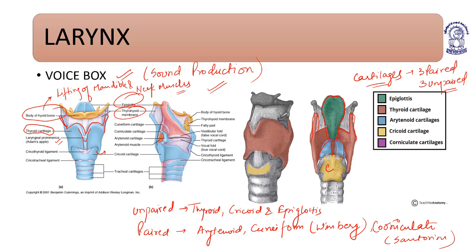Thyroid membrane between thyroid and hyoid bone, cuneiform cartilage, corniculate cartilage, arytenoid muscle, cricoid cartilage, tracheal cartilages. Body of the hyoid bone, thyroid membrane, vestibular fold, false vocal cord, thyroid cartilage, vocal fold, the vocal cord. Anteriorly it is bounded by the vestibular folds or false vocal cords, and posteriorly it has the true vocal cords. Cricothyroid ligament and cricotracheal ligament.